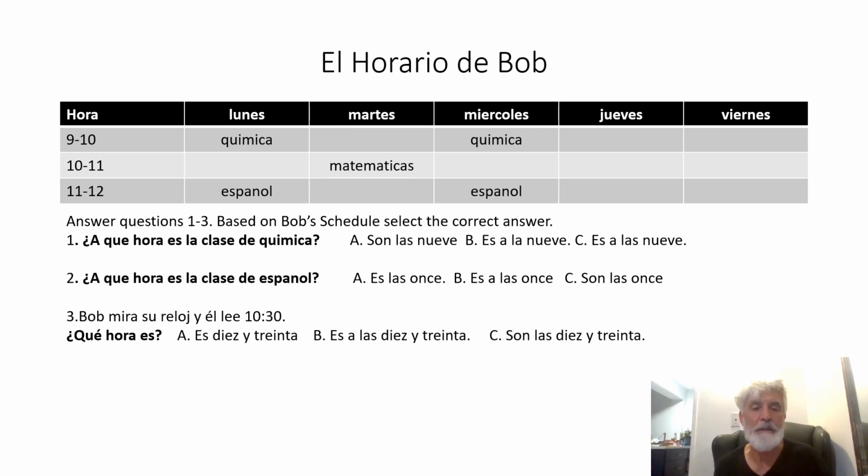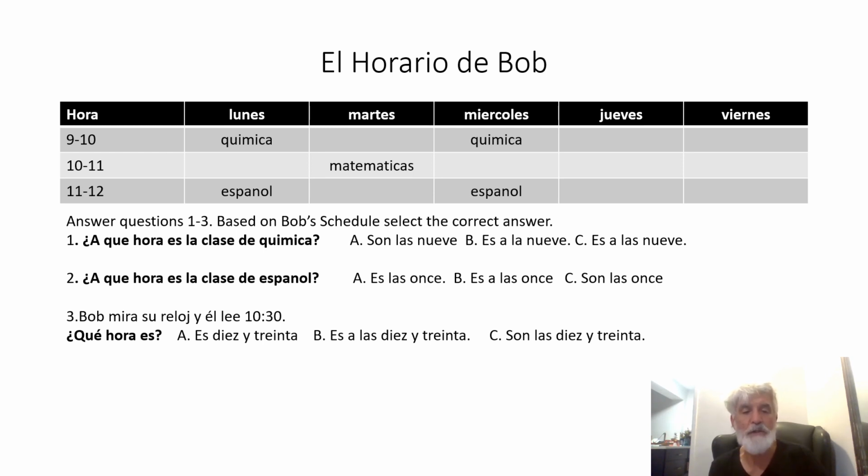And so here we have the days of the week: lunes, martes, miércoles, jueves y viernes. So Monday, Tuesday, Wednesday, Thursday, and Friday. And along the side here we have la hora, the time. And then we have his university schedule, the different classes he takes: química, matemática, and español. So chemistry, math, and Spanish. So let's try to answer some of these questions based on the above schedule.